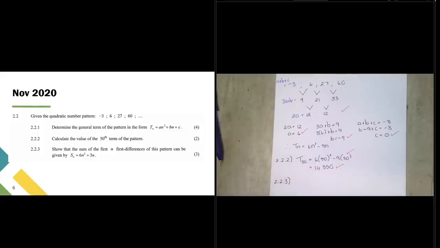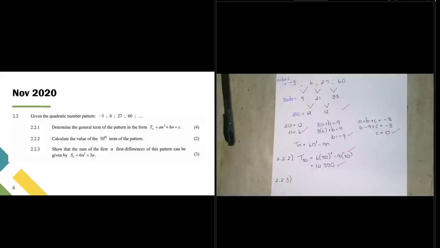2.2.3. Show, and this is one where you've got to read very carefully. Show that the sum of the first n first differences of this pattern can be given by the formula Sn equals 6n squared plus 3n. So they are referring to the sum. Now remember, we don't work out the sum of a quadratic number pattern. We've got sum formulas for an arithmetic and a geometric. So they say show that the sum of the first n first differences.